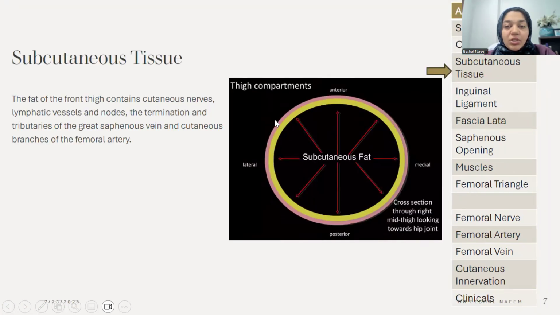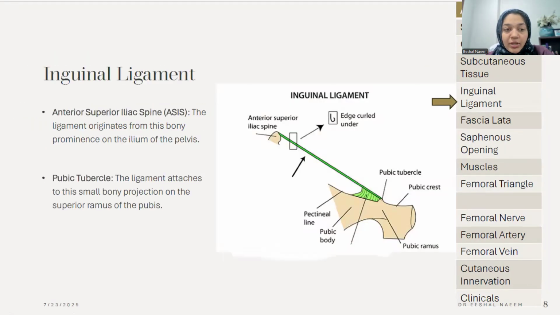Now, the subcutaneous tissue. Under the skin, we have the subcutaneous tissue. The fat of the front thigh contains cutaneous nerves, lymphatic vessels, and nodes, the termination and tributaries of the great saphenous vein, and cutaneous branches of the femoral artery. All of this lies in the subcutaneous fat. The cutaneous nerves supply the skin, the lymphatic vessels drain the lymph, and the veins drain the anterior thigh, like the great saphenous vein and the cutaneous branch of the femoral artery.